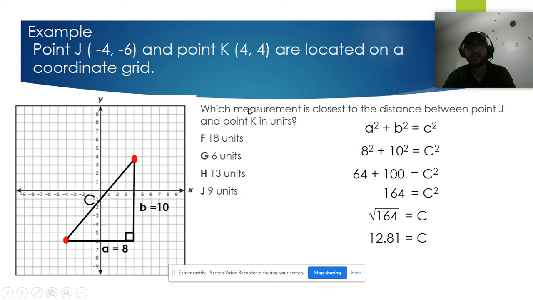It's asking me for the closest distance. So the closest in this case will be 13 units, which is letter H. So that's how you use the Pythagorean theorem to find the length between two points on a coordinate plane. First, plot the points, draw the triangle, label your triangle, and then use the Pythagorean theorem. Okay?